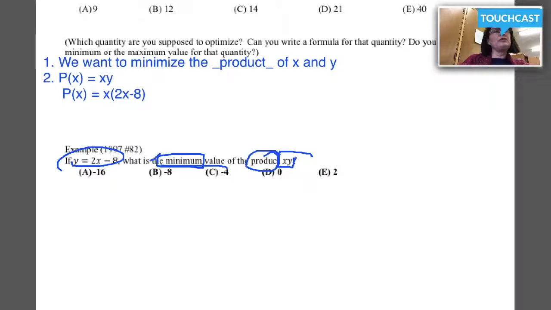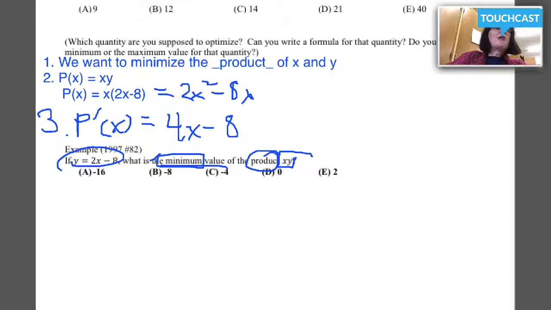So for p prime, you might choose to distribute that x. So this just becomes 2x squared minus 8x. And then it's quite easy to take the derivative, or you could go through the process of using the product rule. Either way is fine. So I just wrote out here, you can see I multiplied out that polynomial, and I get p is equal to 2x squared minus 8x. So when it's time to find p prime, I get 4x minus 8.